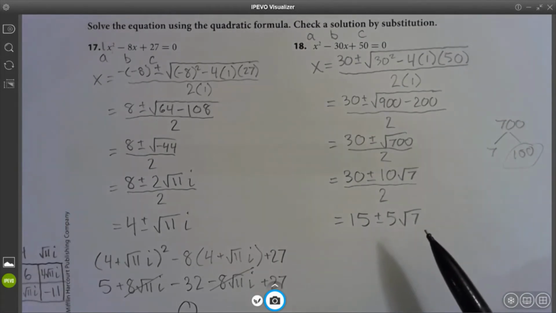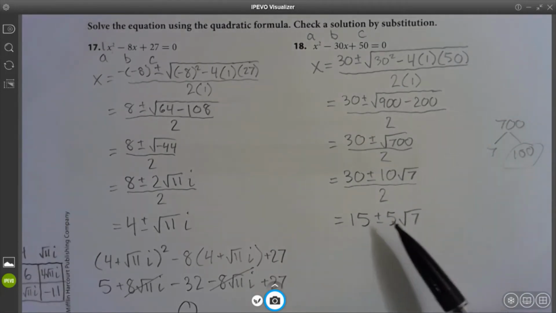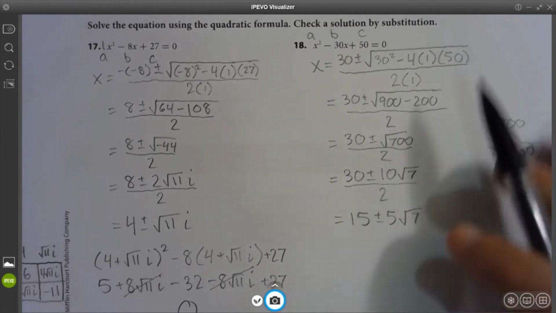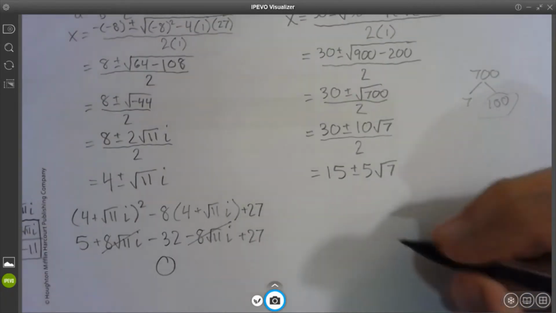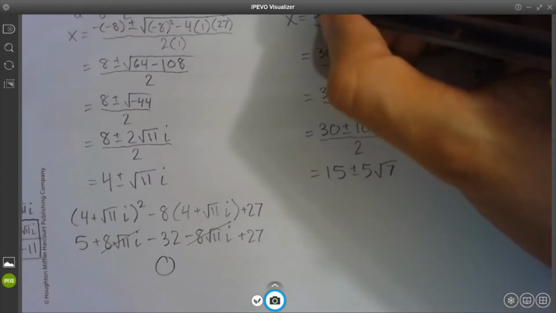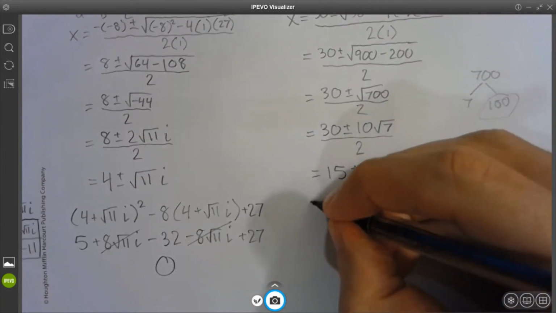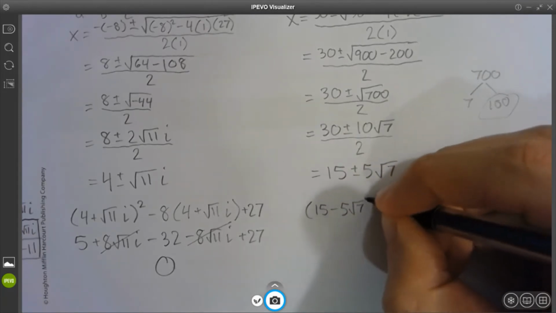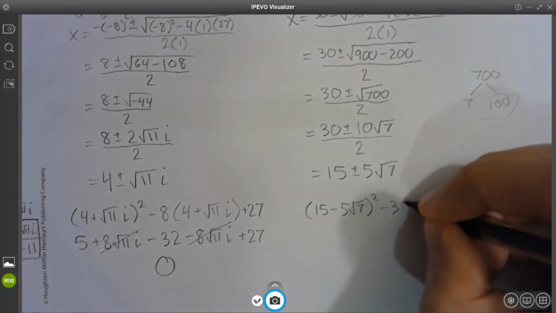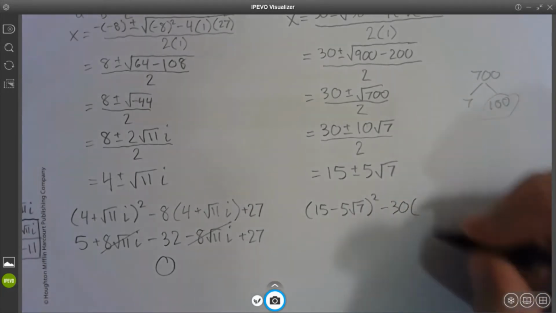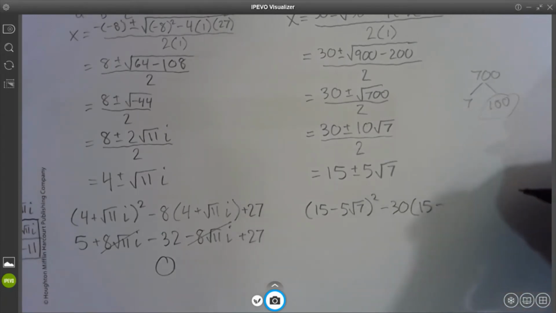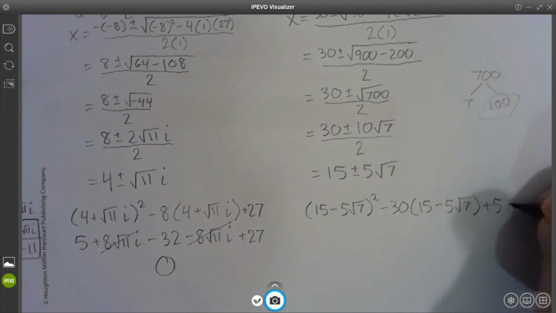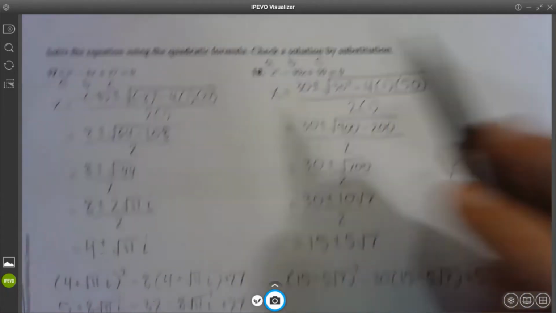And we're told that these are the solutions: 15 plus 5 root 7 and 15 minus 5 root 7. Just for fun, we chose the positive last time. Let's choose the negative this time, just to change it up a bit. Variety is the spice of life. So let's plug in. X squared minus 30 times that 5 root 7 plus 50, and we're seeing, do we get 0 just like it told us we should get?